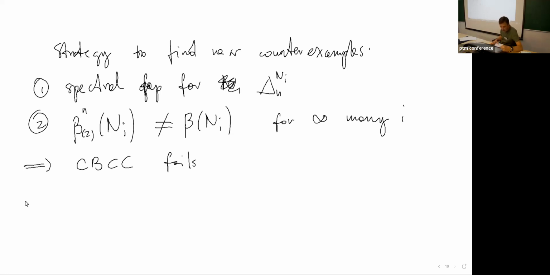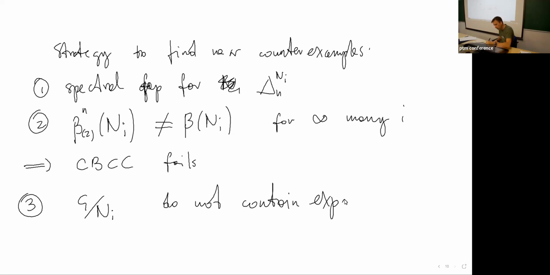So the conjecture fails. And ideally, this is the key thing which we don't know how to do at the moment: we can construct such examples, but the key thing would be to have that the G over N_i do not contain expanders. This third part would make these counterexamples essentially new. We can construct things where these high dimensional phenomena do happen, but they still do contain expanders, and getting rid of the expanders would give a truly new class of counterexamples.